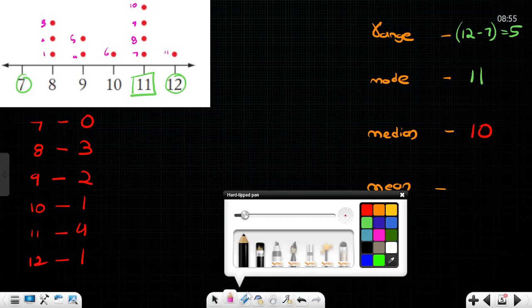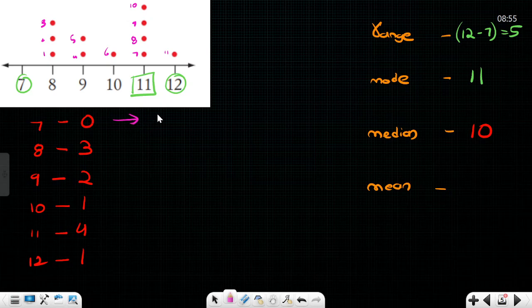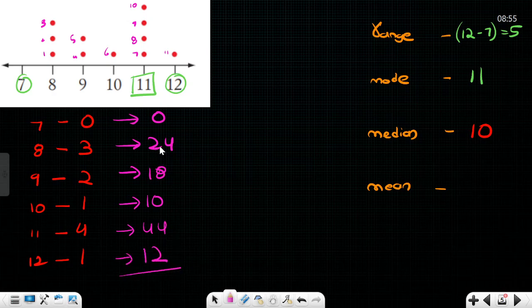Now you can calculate sigma fx. 7 into 0, 0. 8 into 3, 24. 9 into 2, 18. 10 into 1, 10. 11 into 4, 44. 12 into 1, 12. So sigma fx: 18 plus 12 is 30, 30 plus 10 is 40, plus 44, plus 24, 68. It's going to be 108.